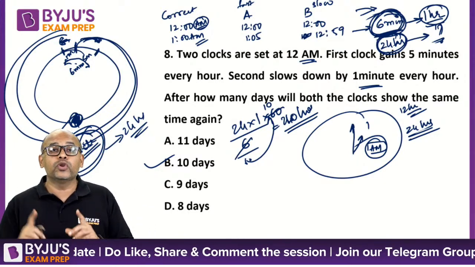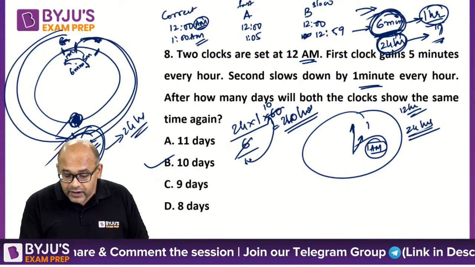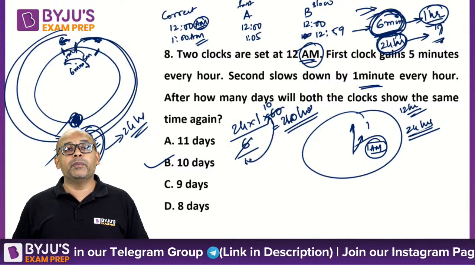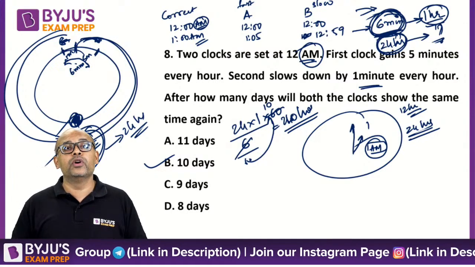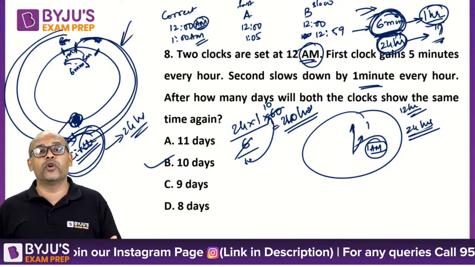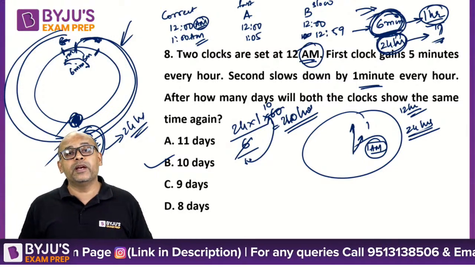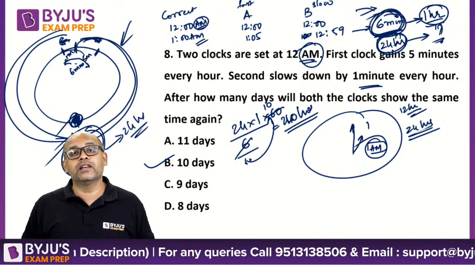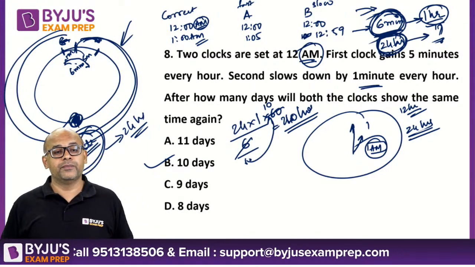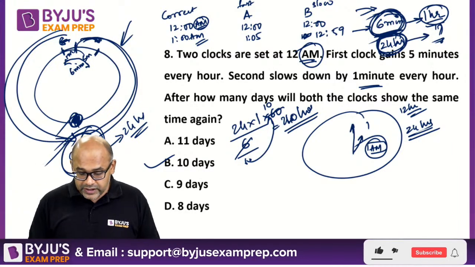And when you want them to show the same time, you have to first be careful. Is there an AM PM mentioned again? If there is an AM and PM mentioned, then the full circle for you, or the full length of the circular track for you, is 24 hours. If there is no AM and PM, then the length of the circular track is only 12 hours. In that case, instead of this 24, you will write 12. Clear? Let's move on.